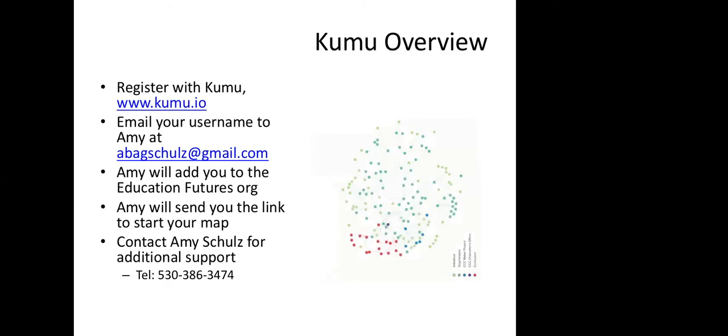Then you email me your username, and my email address is there, abagschulz@gmail.com. What will happen next is I will add you to the Education Futures organization in Kumu, and then I will send you the link to the template to start your own map. What we're going to go into right now is I'll show you how to do the map itself. I am here for your support, so you can use my email beyond the Kumu registration. If you have any questions, I'm happy to schedule a call, and I also have my phone number there as well.